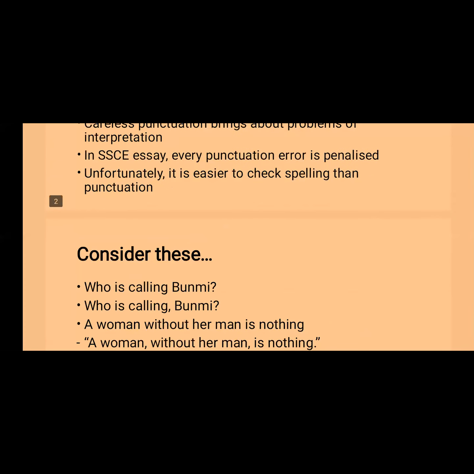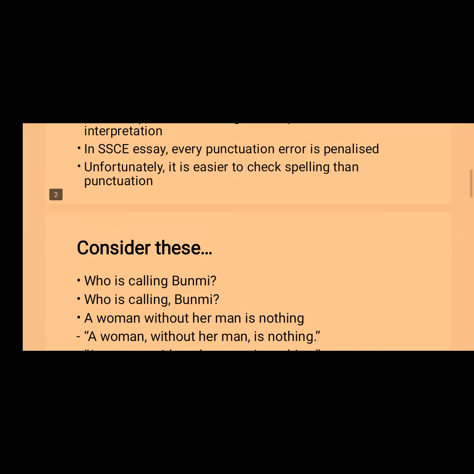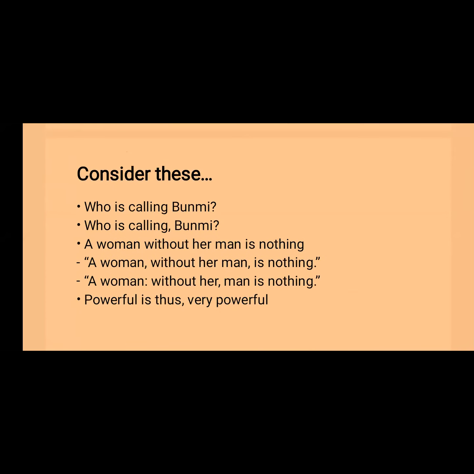Now, let us see how powerful punctuation can be. Look at this slide. It says, consider this. Who is calling Bumi? That's a question, is that not so? Now, look at the second sentence. The first one, who is calling Bumi, means that someone is trying to find out. Bumi has been called, so you want to find out who the person behind the call is.